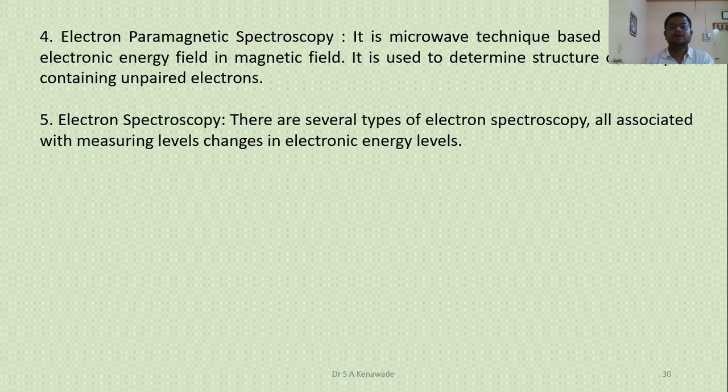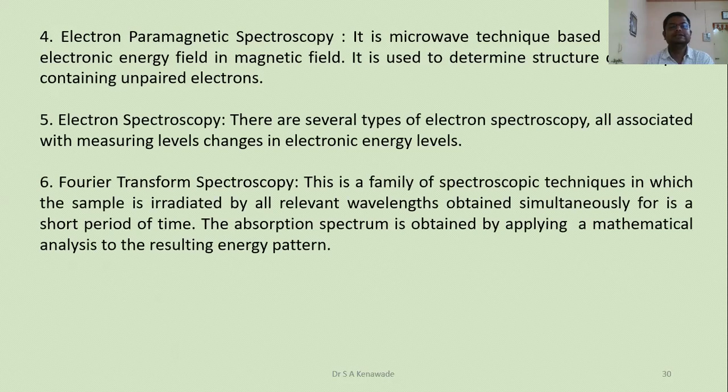Then next one is electron spectroscopy. There are several types of electron spectroscopy, all associated with measuring changes in electronic energy levels. If we use this spectroscopy, it will give the information regarding the changes in electronic level. Next one is Fourier transform spectroscopy.